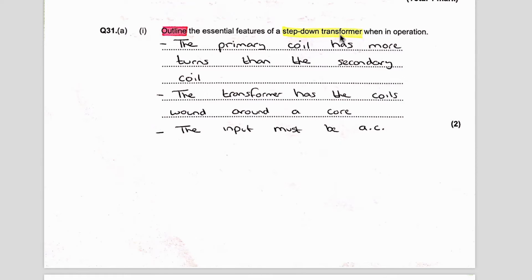We could kind of say what a transformer is. We could say what the features of a step-down transformer are, and also what the features of a transformer are when it's in operation. So if we start off with the transformer bit, that's kind of the second bit on here, we could say that a transformer is an object that has got coils of wire wound around a core.